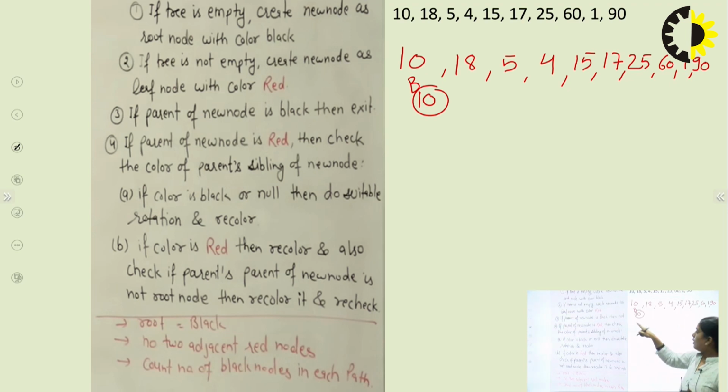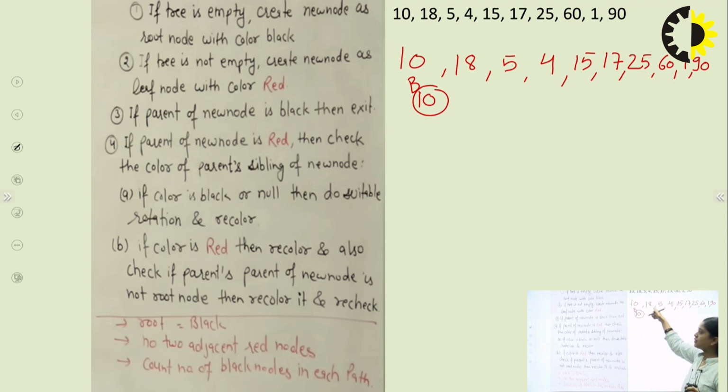In step number 3, if the parent of the new node is black, then exit. So what is the parent of this node? This is the very first node, and the parent is nil. And at the start, I also said the nil color is assumed to be black. So if the parent of the new node is black, then exit. Then after insertion of this 10, exit.